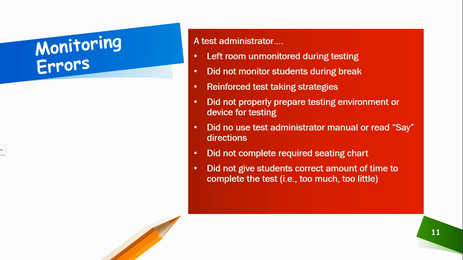Monitoring errors include the test administrator doing the following: leaving a room unmonitored during testing, not monitoring students during a break, reinforcing test-taking strategies, not properly preparing a room or device for testing, not using the test administrator manual and reading the SAVE directions, not completing the required seating chart, and not giving the student the correct amount of time in completing the test.